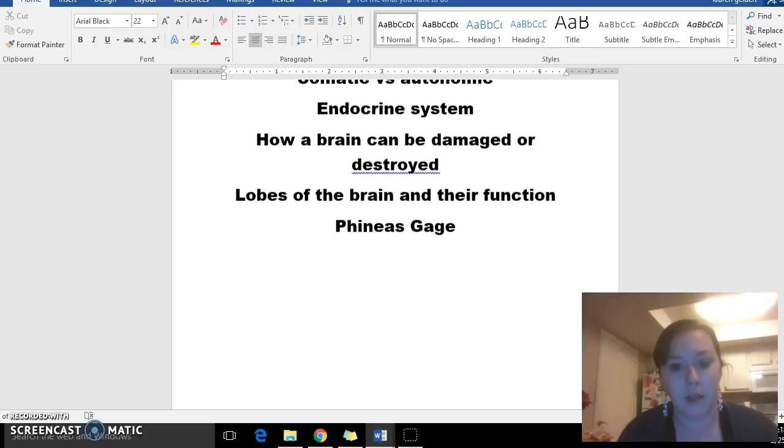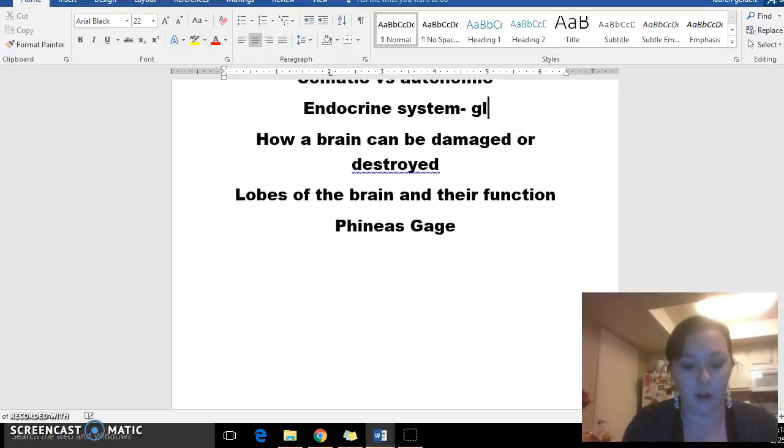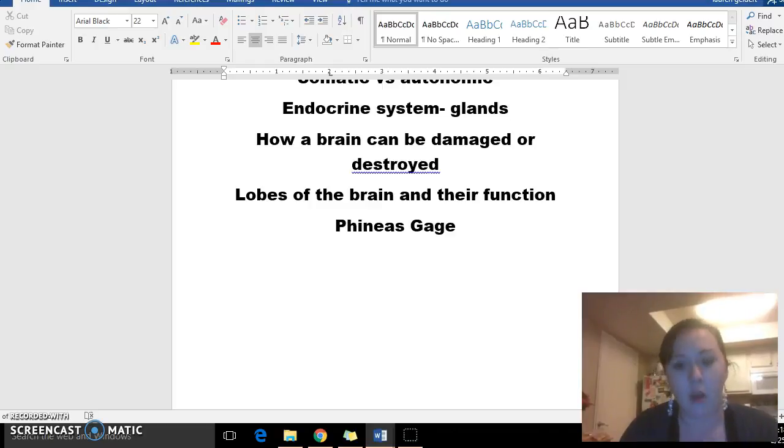Now, the endocrine system, you will also definitely need to focus on the major glands of the body. What glands are important, what functions they do, and how the endocrine system works together. Now, in terms of how a brain can be damaged or destroyed, you'll need to know the vocab that goes along with this. What is each type of procedure called? What are the major procedures in dealing with the brain? For instance, the split half brain, okay, a frontal lobotomy. You'll need to know what those are and exactly what they should do to someone's behavior. Okay, remember, we have to understand the application of psychology as much as the definition of it.